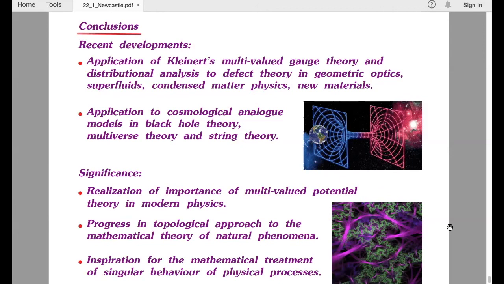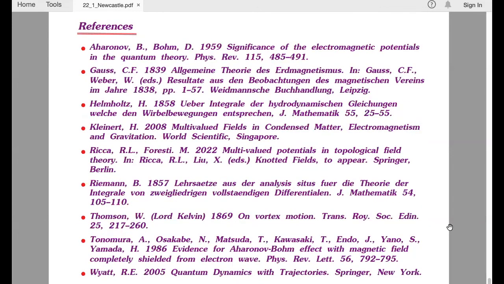As promised, I leave you with a list of references. They're all basically, all these have been quoted except one, which is this, and this is a paper that is coming out hopefully in a couple of months, and is in a book dedicated to knotted fields.